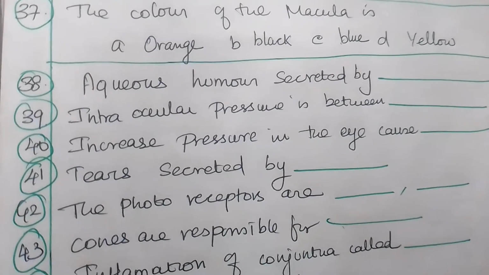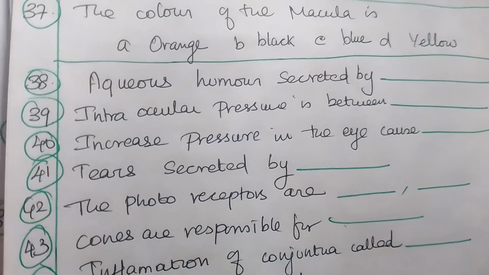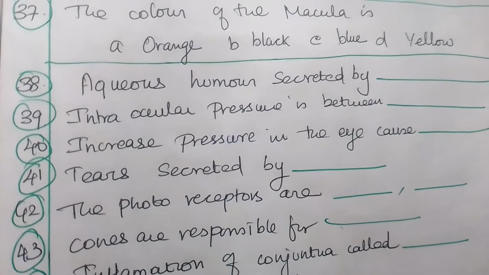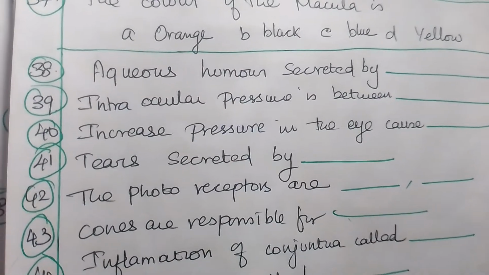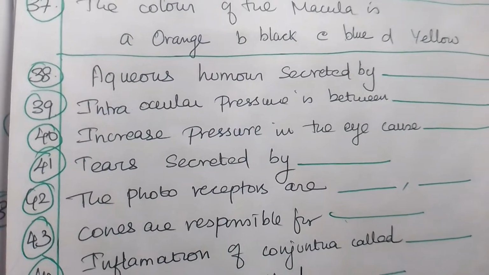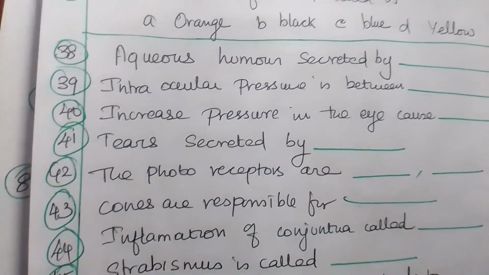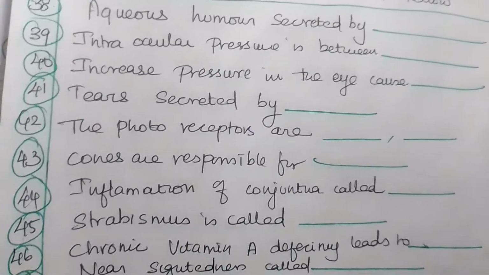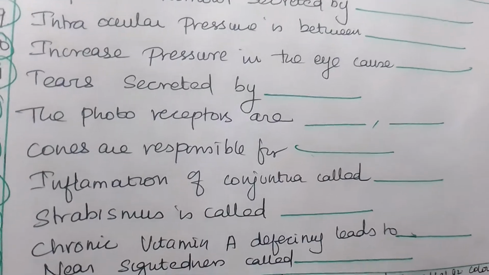The photoreceptors are dash and dash, rods and cones. Cones are responsible for color vision. Inflammation of the conjunctiva is called conjunctivitis. Strabismus is called cross eye, or otherwise it is called the squint.